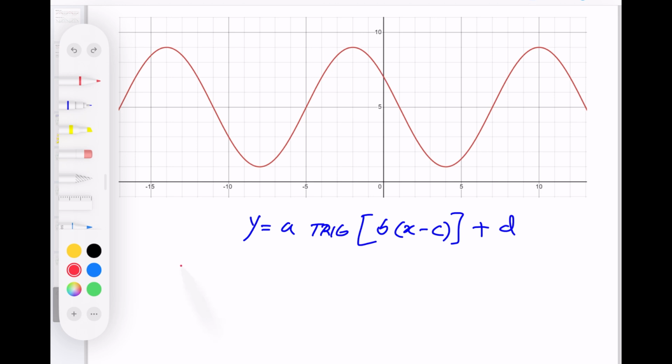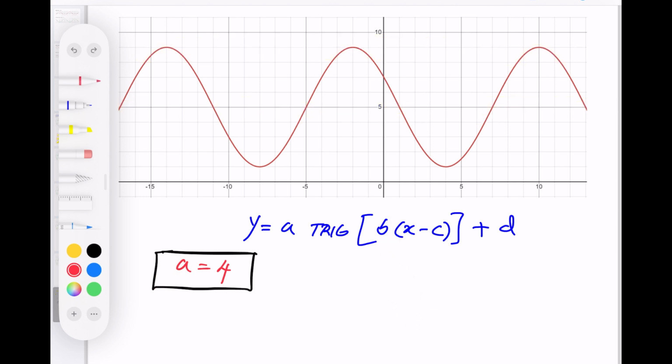What should be a? A is the amplitude. Amplitude is defined as the distance between the center line and the peak. The center line is at y equals 5. The peak right here is at y equals 9. Therefore, the amplitude should be equal to 9 minus 5, which is equal to 4. That's going to be fixed. Next, I'm going to need the value of b.